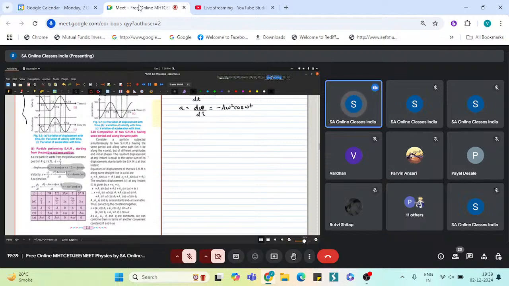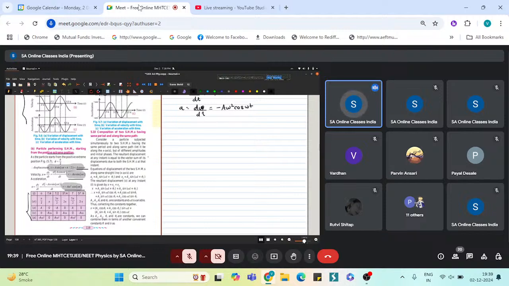So this is again the same values. We know that the value of x is A cos omega t. So taking the derivative, we get velocity to be minus A omega sin omega t, and we get the acceleration of minus A omega square cos omega t.